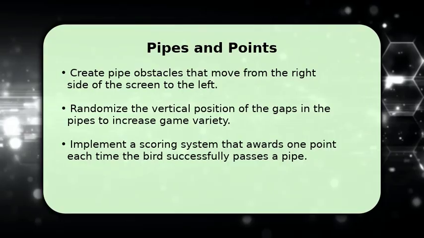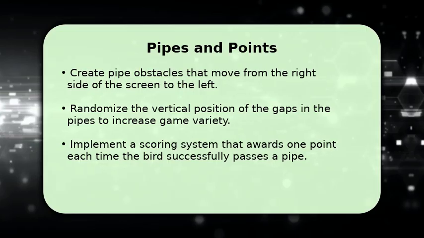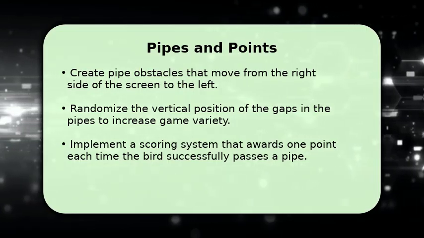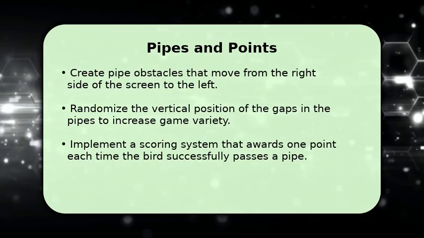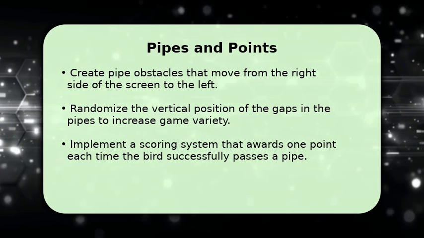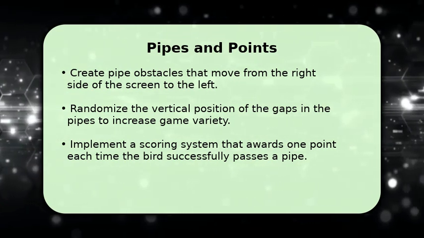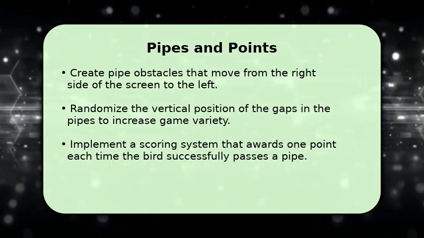Next, we'll introduce the iconic pipes. You'll create pipe sprites that continuously scroll from the right side of the screen to the left. To keep things interesting, we'll randomize the vertical position of the gaps in these pipes. As your bird successfully navigates through each pipe, we'll update a score variable, increasing it by 1 point. This adds a clear objective to your game.